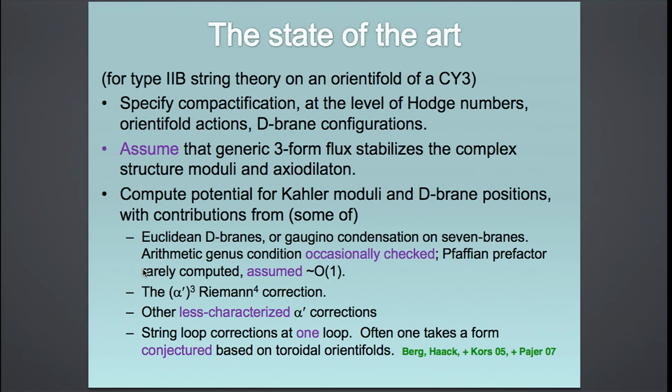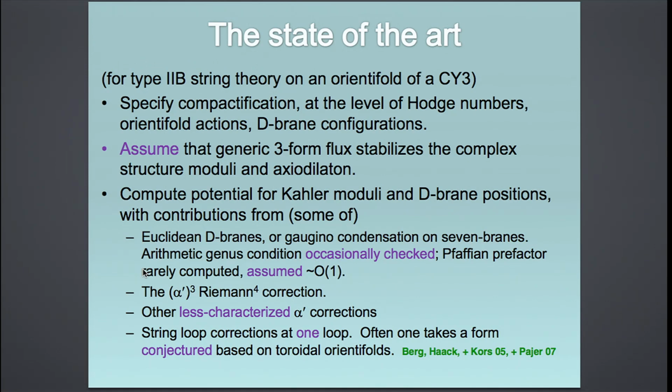Not the full potential. You compute parts of the potential, the parts that are accessible, including contributions from, for example, Euclidean branes. But when you compute some effects on Euclidean branes, there's an arithmetic genus condition that determines whether there's a Euclidean D-brane contribution to the superpotential. And this is occasionally checked. One understands some general principles here, but it's not always checked in explicit constructions.